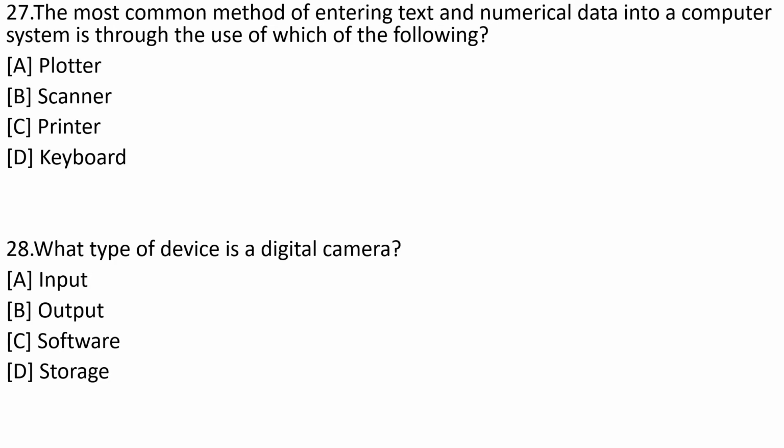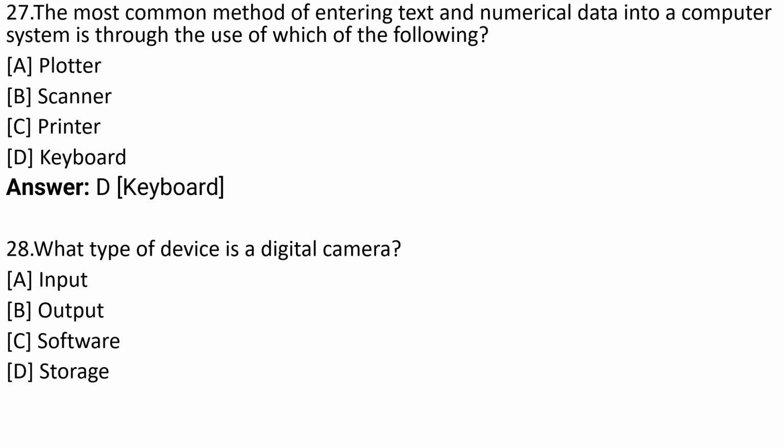Question number 27. The most common method of entering text and numerical data into a computer system is through the use of which of the following? Option A, plotter. Option B, scanner. Option C, printer. Option D, keyboard. And the answer is option D, keyboard.